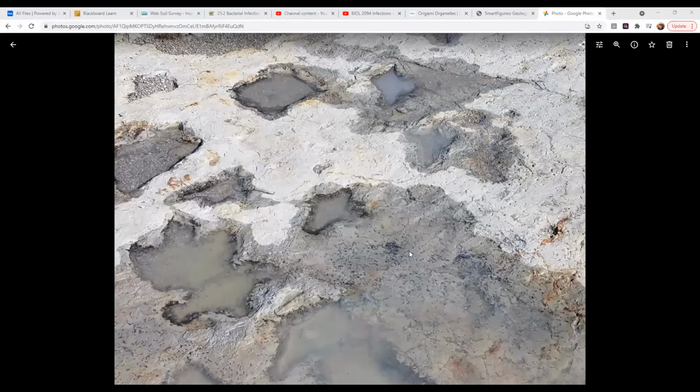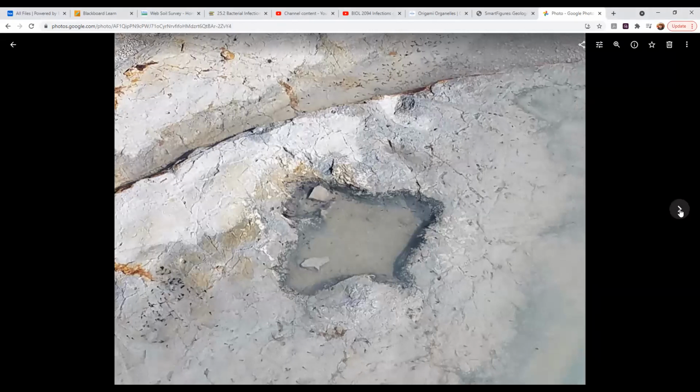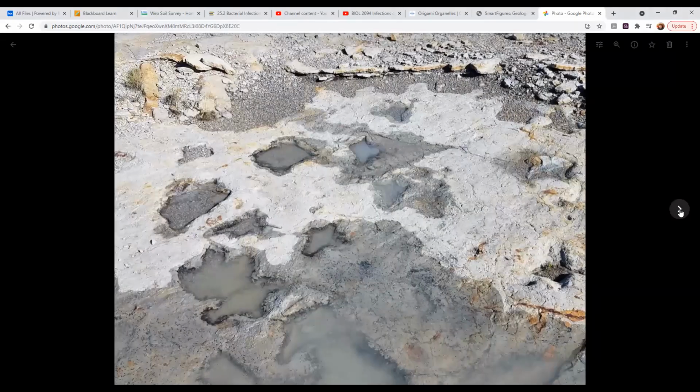So here are some pictures that I took. And again, this was in northeastern New Mexico, and it had rained the day that we got there. So some of them are filled with water. But basically you see all of these different dinosaur tracks in here where the dinosaurs actually walked. And these were preserved in fossil form. And you can tell that there's been erosion.